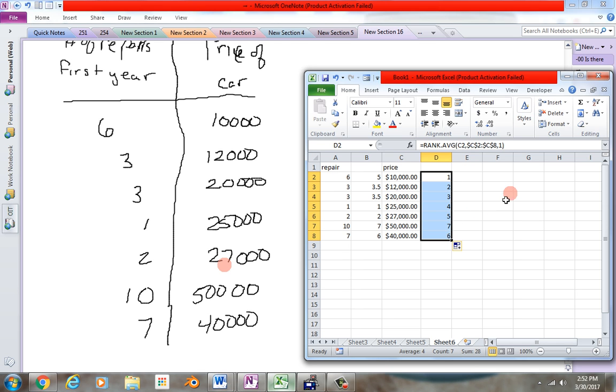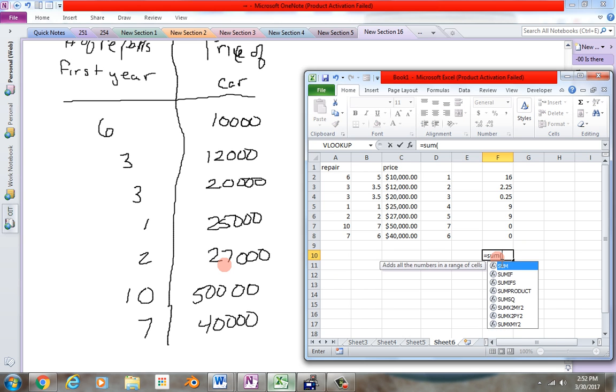There it is. So what I'm going to do is find the difference between this rank, the rank for the repairs, minus the rank for the price. And again, it doesn't matter which way you subtract, because you're going to get the same answer when you square it. I'm going to find that sum.